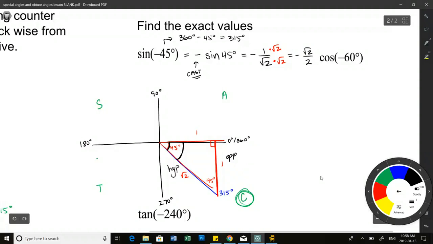I would be fine with either of these answers. If you're finding the exact value of an expression, sometimes it's useful to plug in the version with its rationalized denominator. But if you're just doing a single one like this, I think either of these answers are fine. Okay?